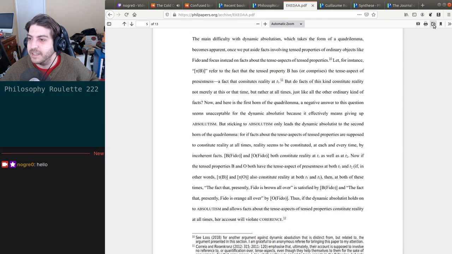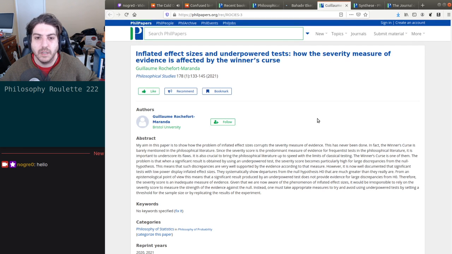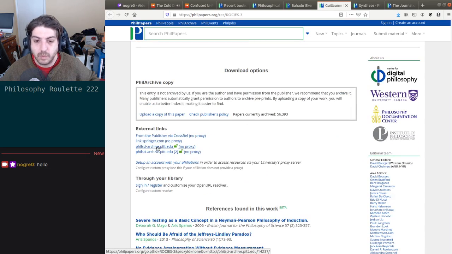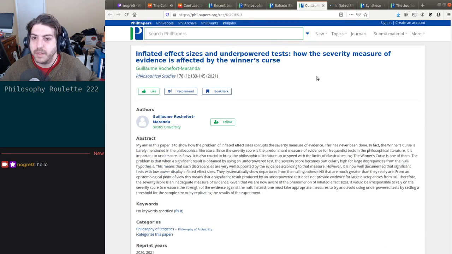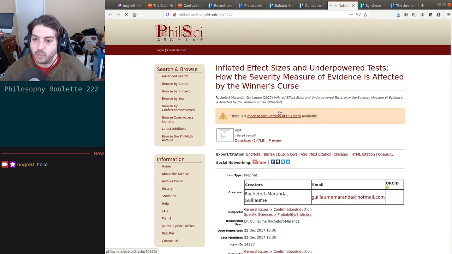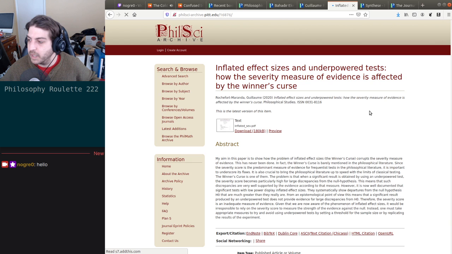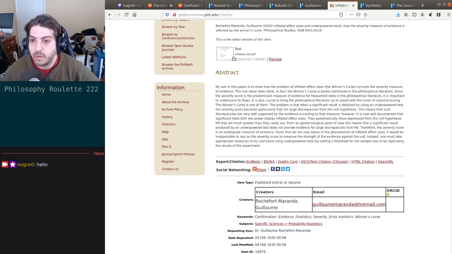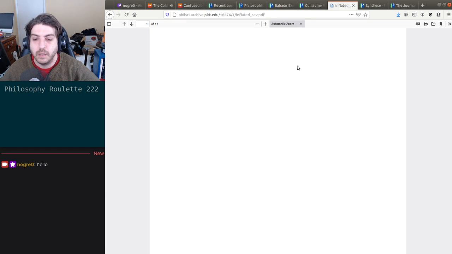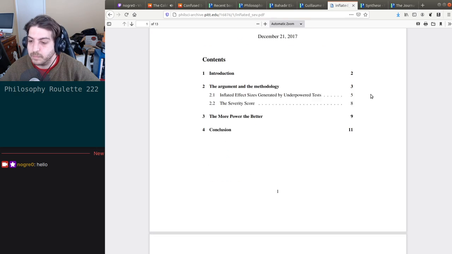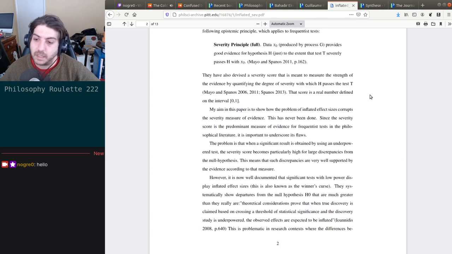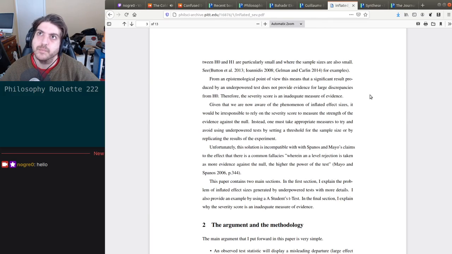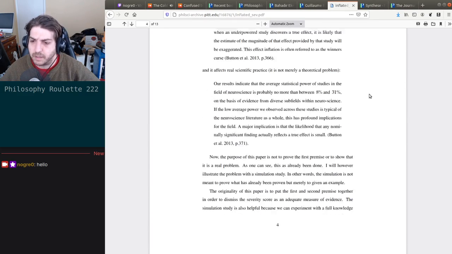Alright, so let's grab this paper because it just seems like a good idea at the moment. And let's see what this one by Roquefort Miranda is, if it's available. Ooh, on the Phil Sci Archive, so that should be available. And this looks very sciencey. So there's a more recent version. Clicky, clicky. This is the Phil Sci Archive, for those who don't know. This is another open access archive of philosophical work, based basically on the arXiv from physics and the physical sciences.